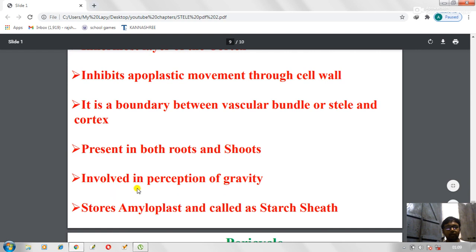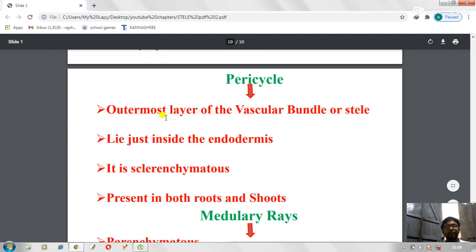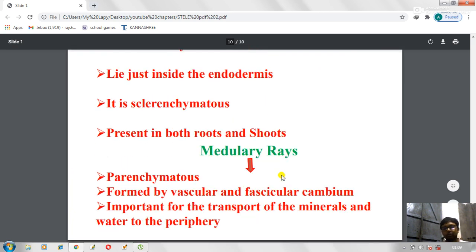This one is important: it is involved in peripheral perception of gravity. Gravity perception is most important. It stores the amyloplastic starch sheath. Now the pericycle. Pericycle is the outermost layer of the vascular bundle or stele that lies just inside the endodermis, and it is present in both roots and shoots.